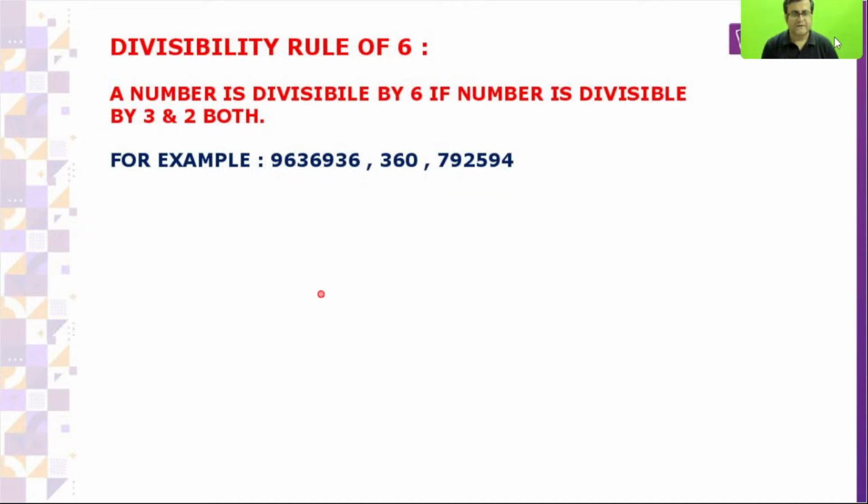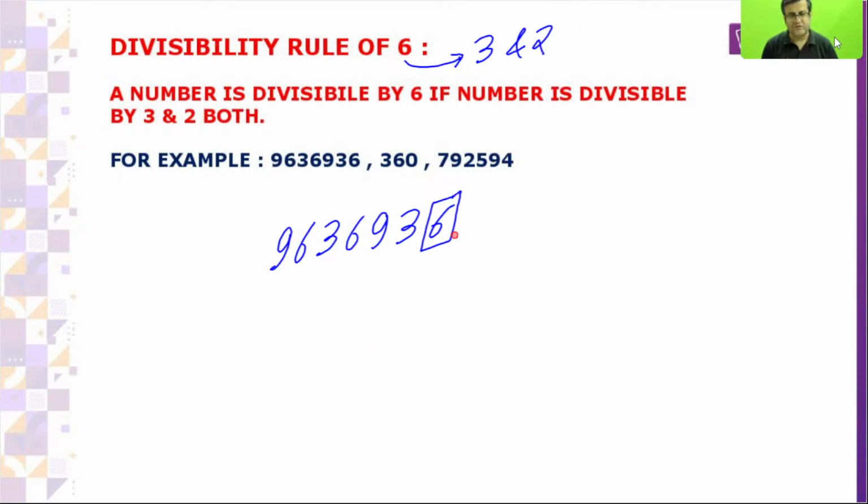We can see 9, 6, 3, 6, 9, 3, 6. I will have to check that the number is divisible by 3 and 2. It is easy to check for 2 first, as this is divisible by 2. Now I can check for 3 as well. For 2, it is satisfying. For 3, I will have to check now. For 3, these digits are divisible, obviously this is divisible. Okay, beta. For 6, you will have to check for 3 and 2 both.